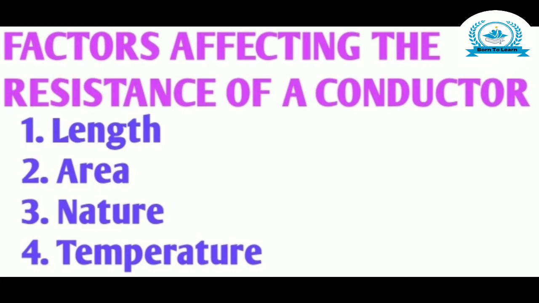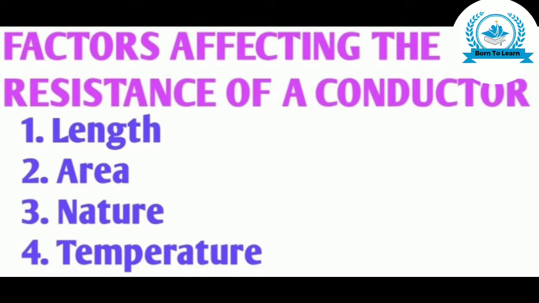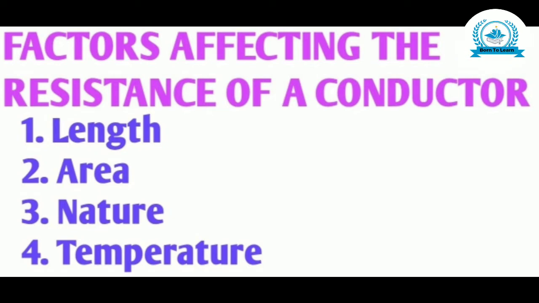From this discussion, we conclude that a long wire or long conductor has more resistance and a short wire has less resistance. Second one, effect of area of cross section of the conductor. It has been found by experiments that the resistance of the conductor is inversely proportional to its area of cross section, that is, R is proportional to 1 by A, where A is the area of cross section of the conductor.